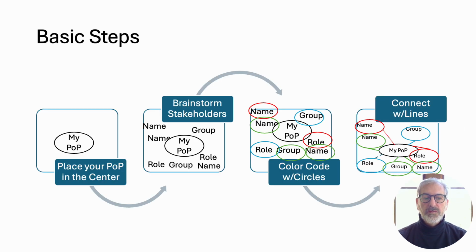We're going to go through four basic steps here. First is identifying your problem of practice and placing it in the center of your map, brainstorming the stakeholders, color coding those stakeholders, and then making connections amongst them to your problem of practice. Altogether, that gives you a good, quick visual of where your community and you stand in terms of this issue.